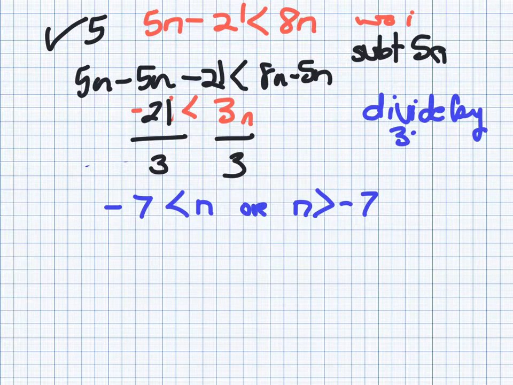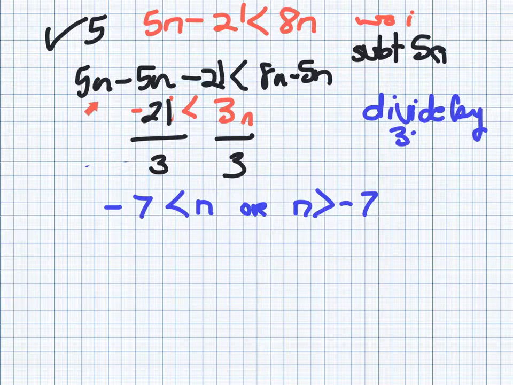Checkpoint 5 wants us to solve the inequality and describe the steps that you used. And so the first one it's asking us to look at is 5n. I'm trying to get my pointer to work and it won't come on. There it is. Okay. 5n minus 21 is less than 8n.